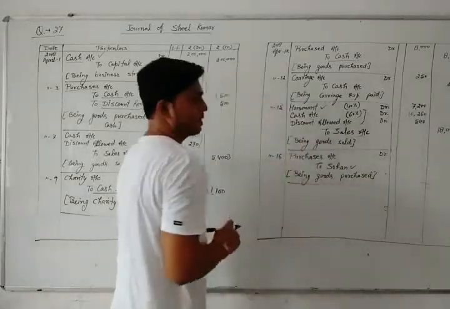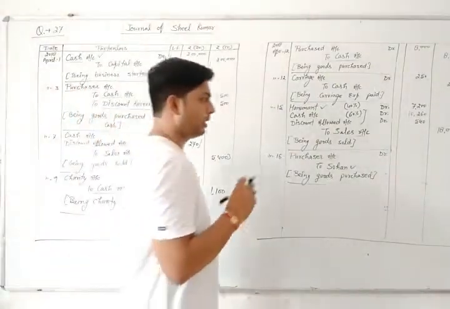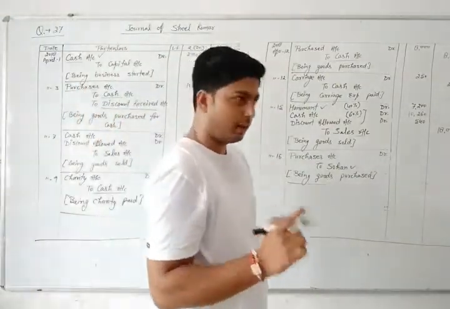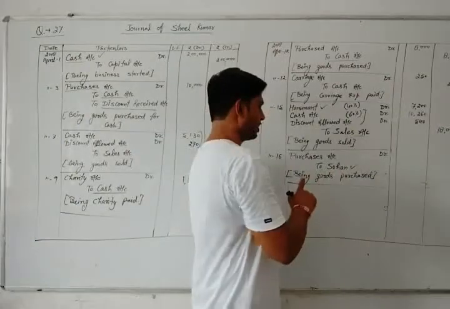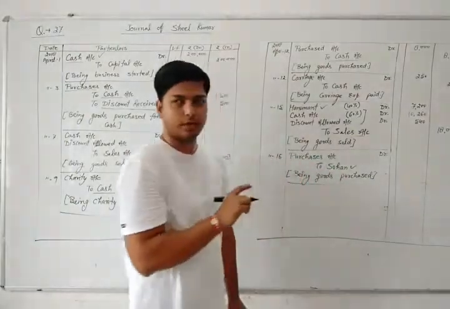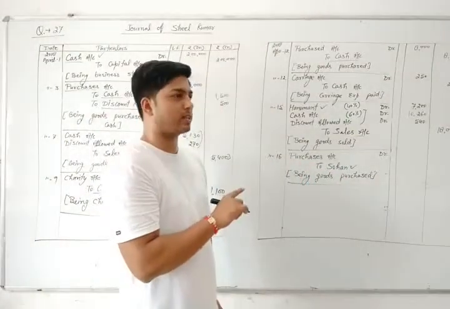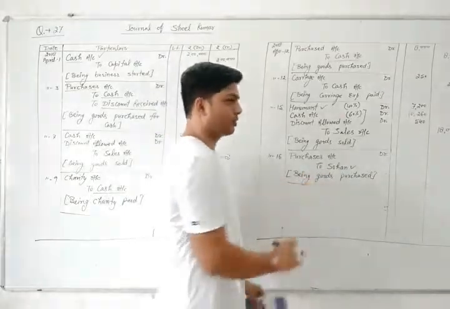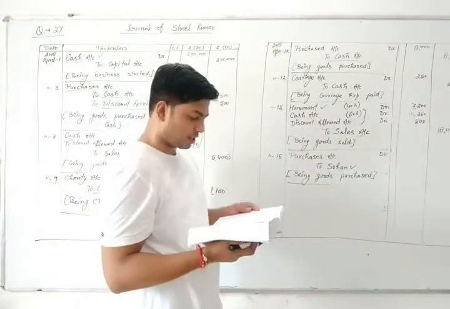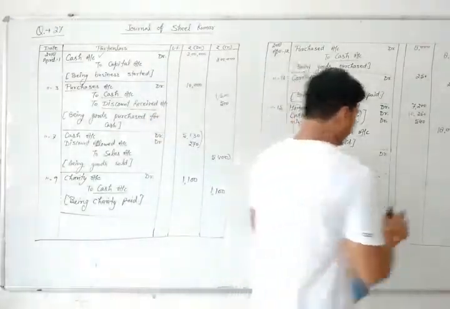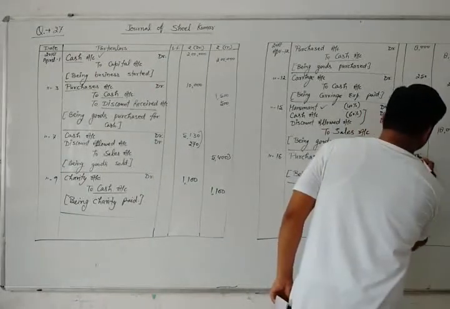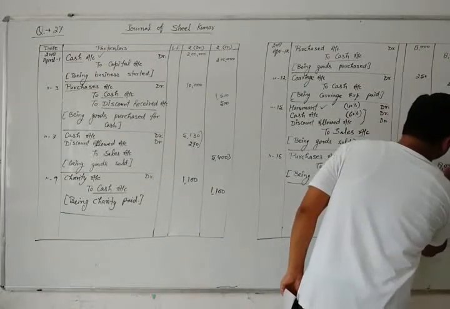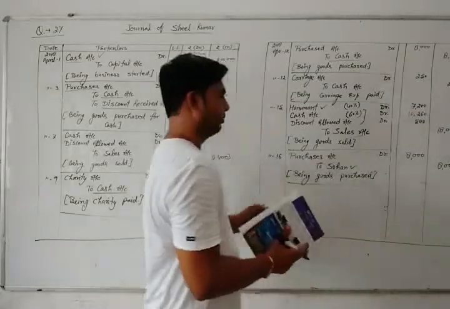So this purchase, which includes a name, is a credit purchase. If it would have been a cash purchase, the name would not have been used. Only the cash would have been replaced with the name Sohan. So here the amount in the 16th date entry is 8,000, debited and credited both.